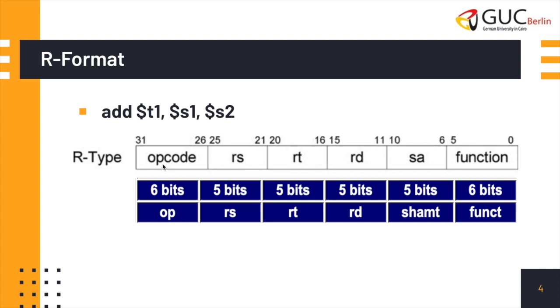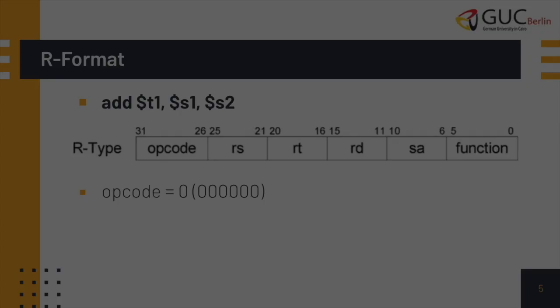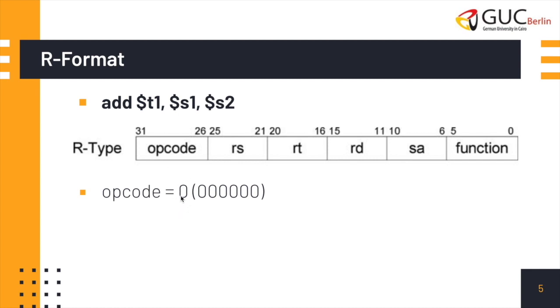So first of all, we have the opcode, and as I stated before, all R format instructions have an opcode of 0, so the opcode will be 0 in decimal, which, if we want to translate it into binary, and this field takes 6 bits, so we will write 6 zeros.